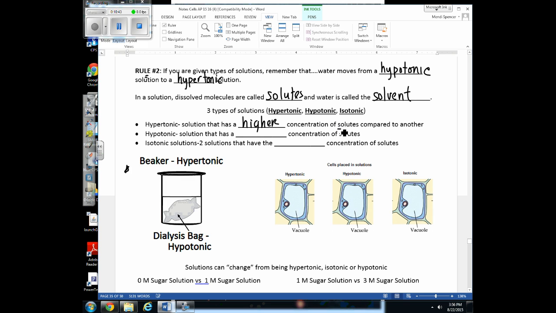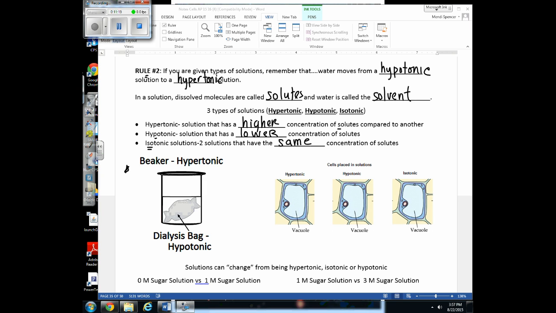Now, if we have a hypertonic solution, then that simply means that there's a higher concentration of solutes or dissolved substances in that solution compared to another. The solution that has a lower concentration of solutes is called the hypotonic solution. If you have two solutions that have the same concentration of solutes, then they're considered isotonic. Iso means the same, like an isosceles triangle, a triangle that has two equal sides. So two solutions that have the same concentration of solutes are termed isotonic solutions.